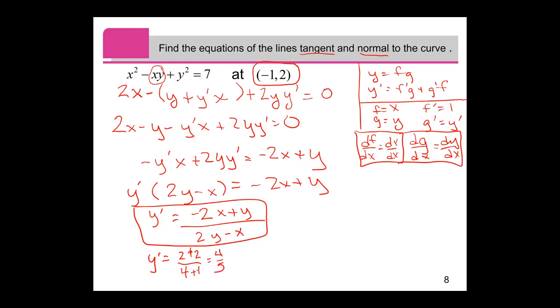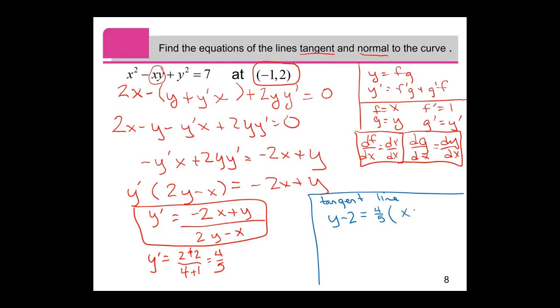Okay, good. So let me just change colors here. In this little box, we have the tangent line. What's the tangent line equal to? The tangent line is y minus 2 equals 4 over 5.